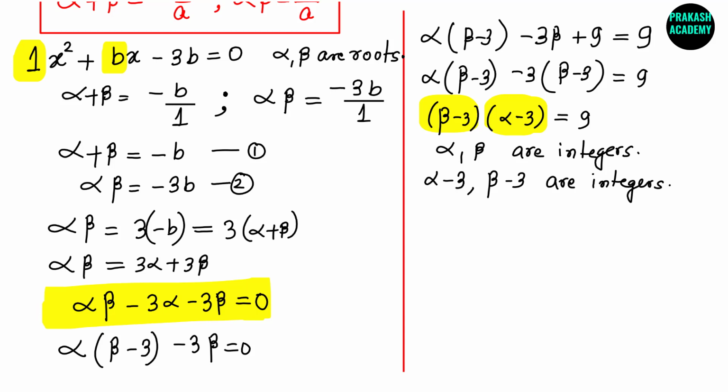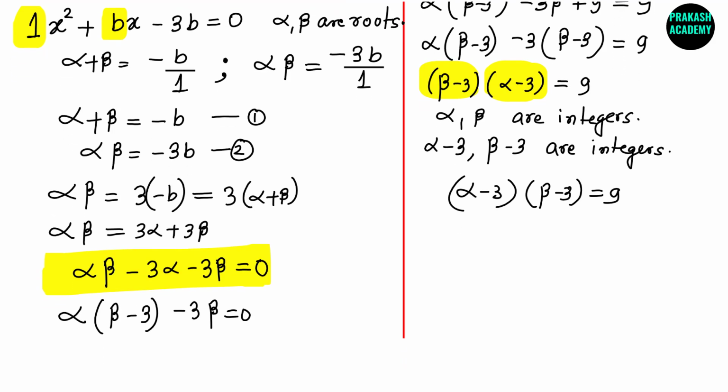So now we have (alpha minus 3) times (beta minus 3) is equal to 9, and alpha and beta are both integers. So what are two integers whose product is 9? Different possibilities are there. You can have 1 and 9, 9 and 1, 3 and 3, minus 1 and minus 9, minus 9 and minus 1, and minus 3 and minus 3.